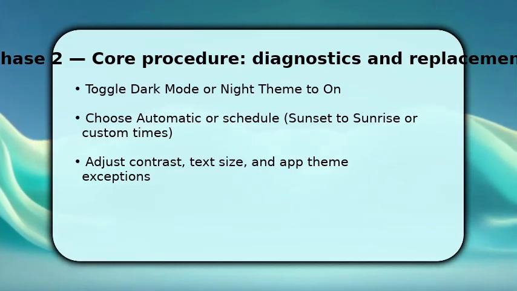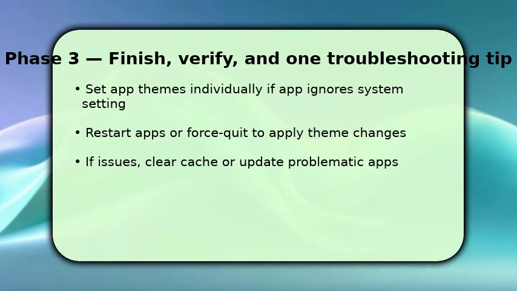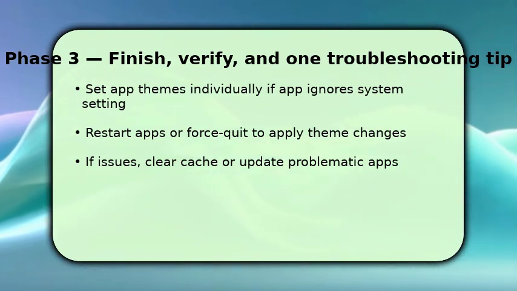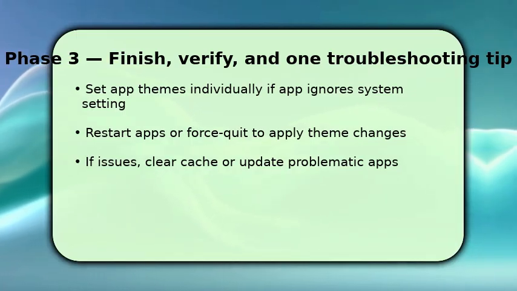Finish by checking individual apps and widgets. Open apps like Gmail or Instagram and set their theme to dark if they ignore system settings. Once adjusted, restart any open apps or force quit them so the new theme applies consistently.